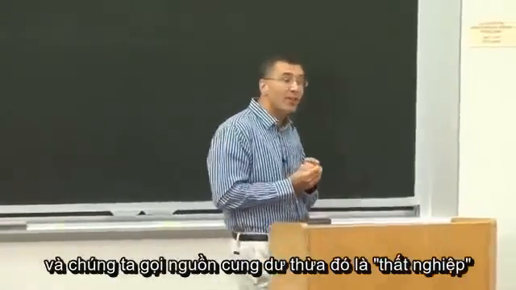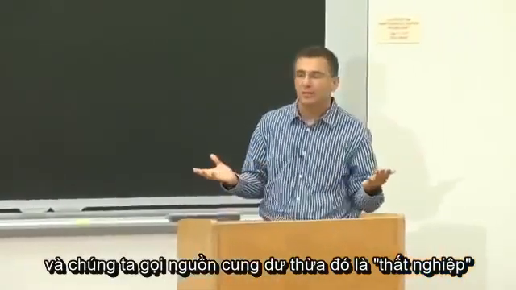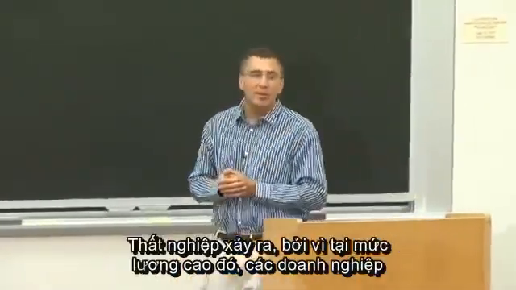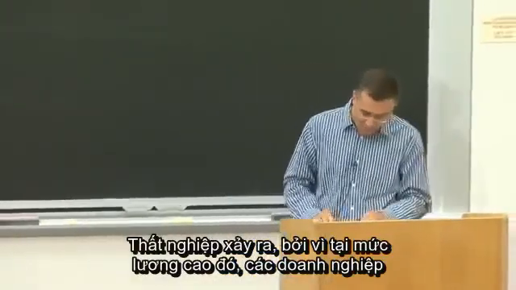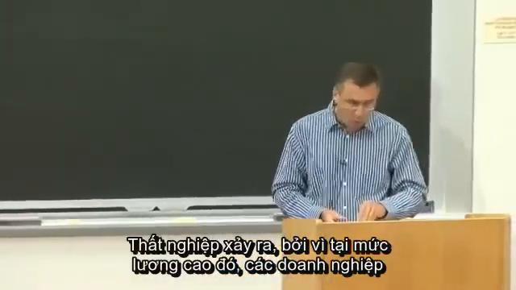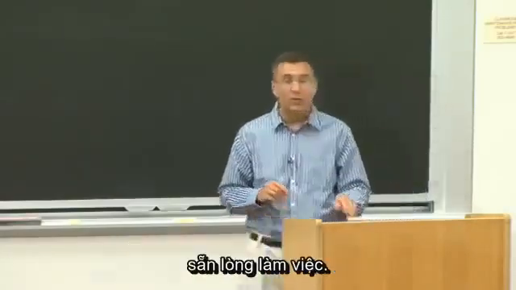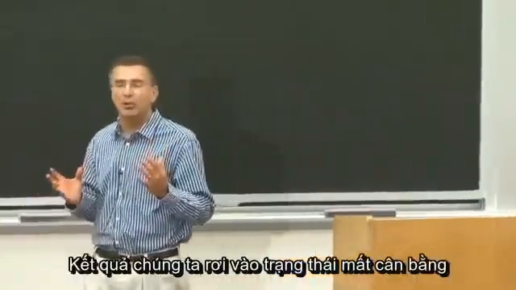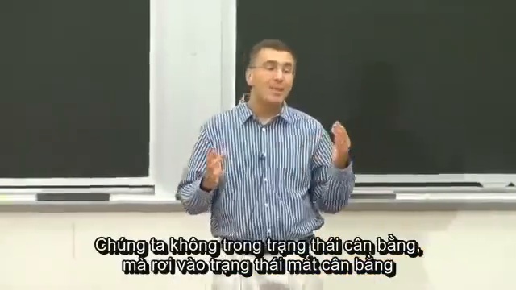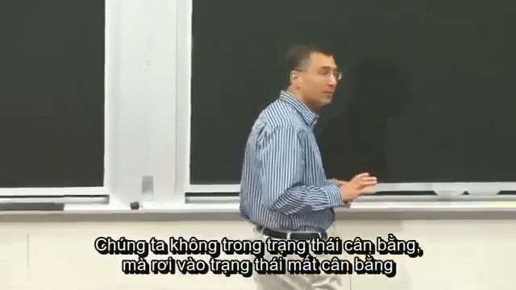You end up, and we call that excess supply unemployment. You end up with unemployment because at that high wage, firms are not willing to hire as many workers as are willing to work. And you end up in disequilibrium. You end up not in equilibrium, but disequilibrium.